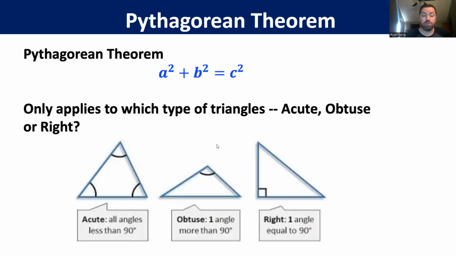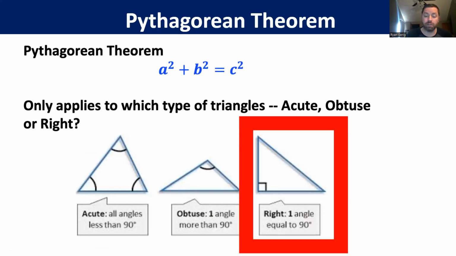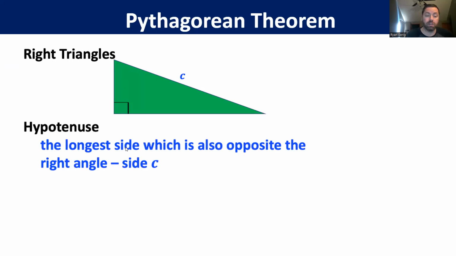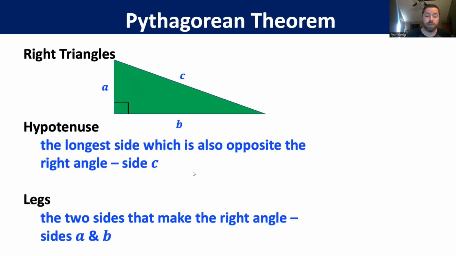This theorem only applies to which type of triangles? Acute, obtuse, or right? It is right triangles. You should know that. I'm pounding that in. So here we go. Right triangles. You see the right angle there. They have something called a hypotenuse. The hypotenuse is the longest side. It's opposite the right angle. We call it side C. The legs are the two sides that make the right angle. So A and B, where they come together, that's where the right angle is.